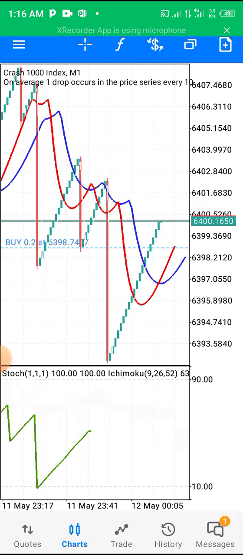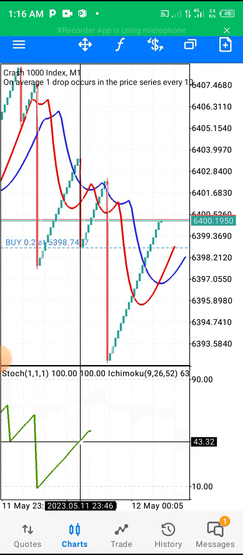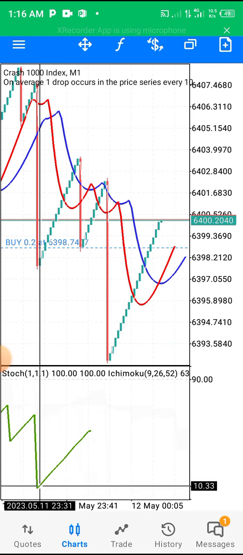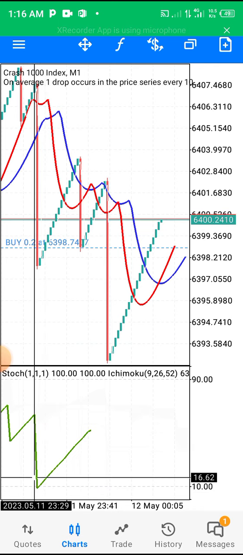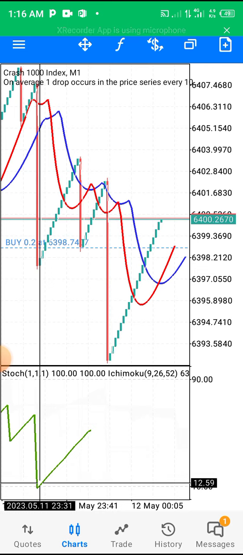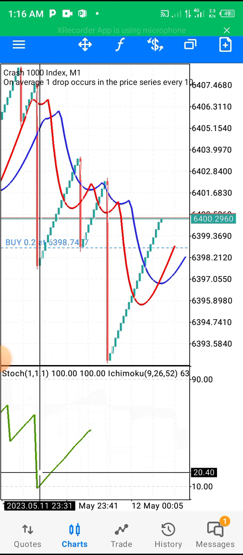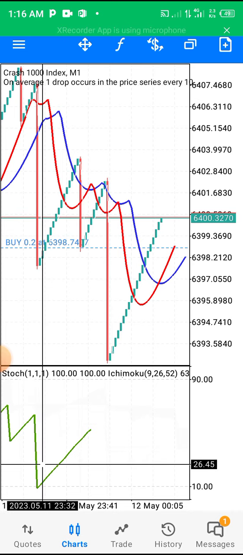Okay, after you have finished doing all these things, the first thing you want to look out for is the price at level 10. That's on your indicator window 1. The price has to be at level 10. So that's the first condition, seeing the price at level 10, which is this green indicator you are seeing on your indicator window 1.